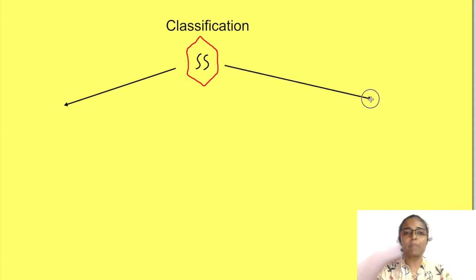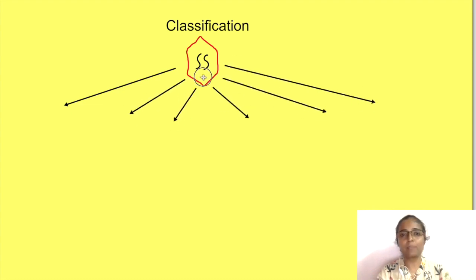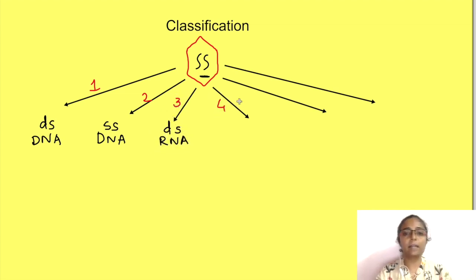Now, viruses have been broadly classified into 6 types based on their genome. First class includes viruses with double-stranded DNA. Second class, viruses with single-stranded DNA. Double-stranded RNA viruses in third class, and in fourth, fifth and sixth class are single-stranded RNA viruses with some differences.